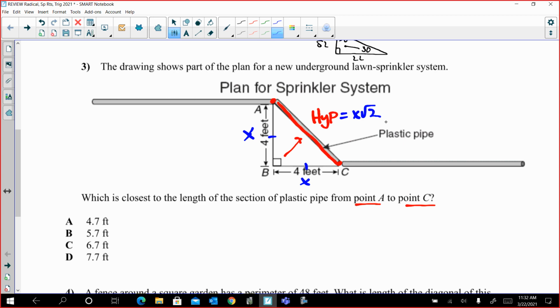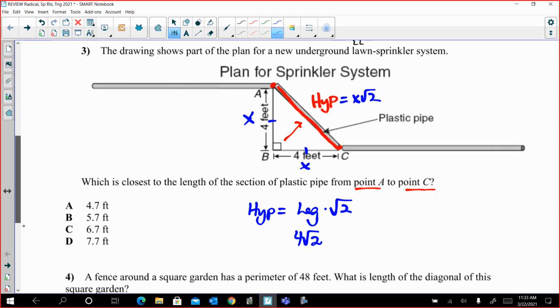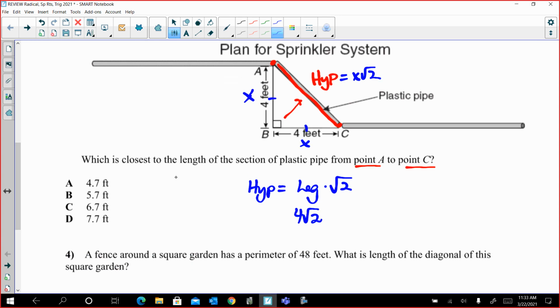So to find that answer, you just basically do whatever your legs are times root 2. Well, our legs are 4 feet. So you write 4 root 2. And then they want the closest length. So we're going to type that into the calculator.